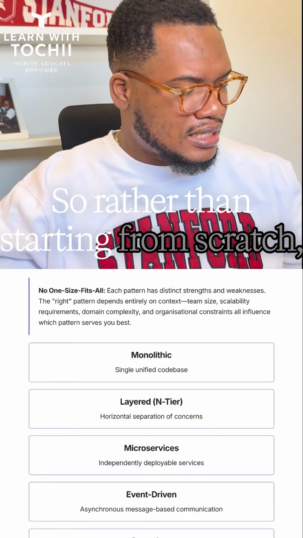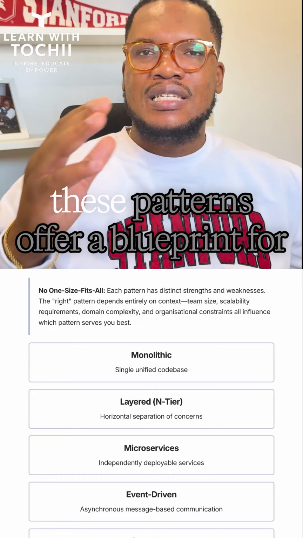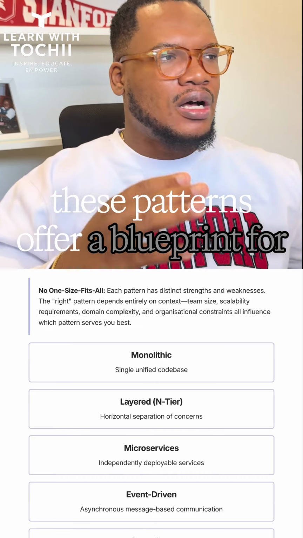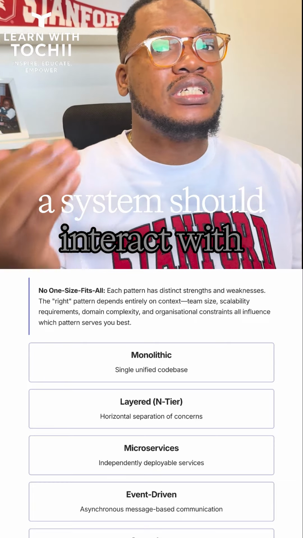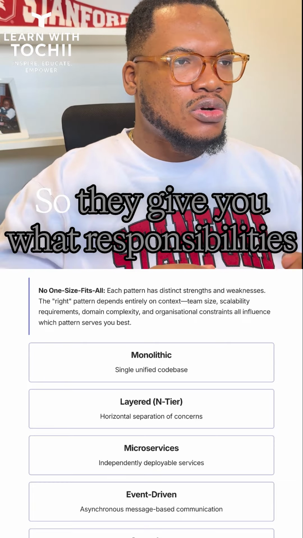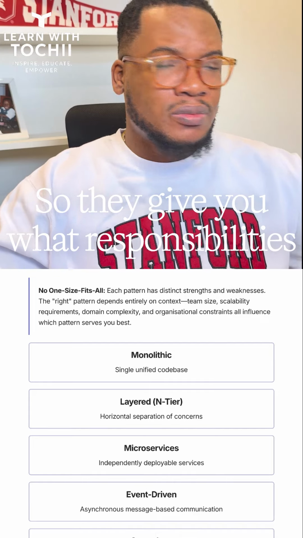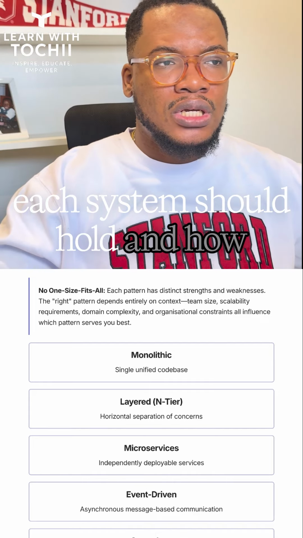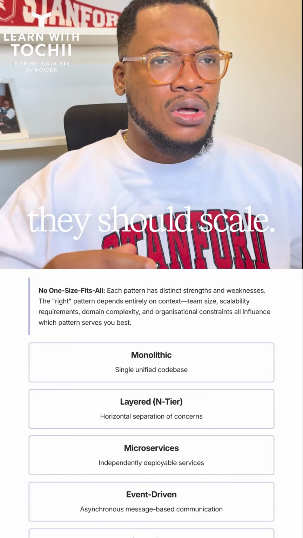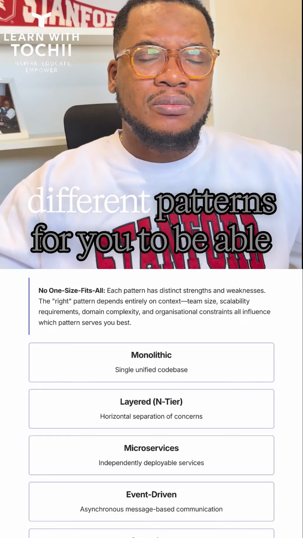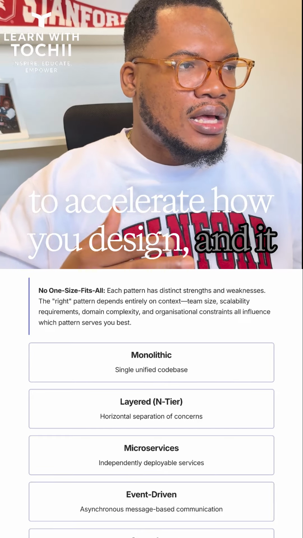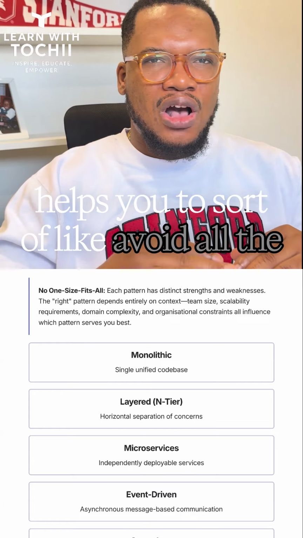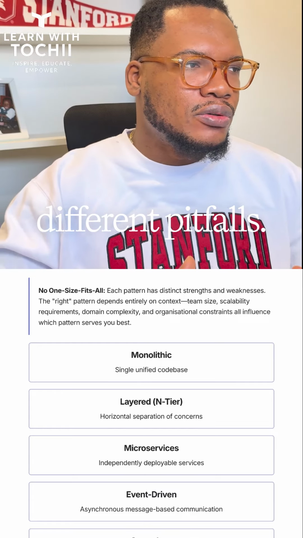So, rather than starting from scratch, these patterns offer a blueprint for how the different components of a system should interact with one another. So they give you what responsibilities each system should hold and how they should scale. You need to understand these different patterns for you to be able to accelerate how you design. And it helps you to sort of avoid all the different pitfalls.